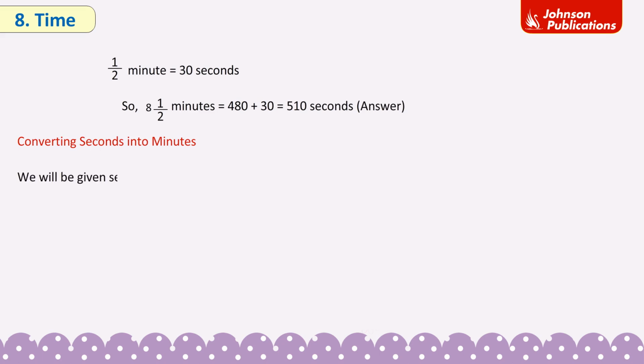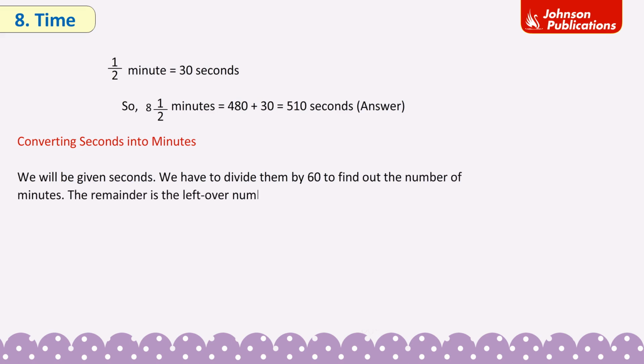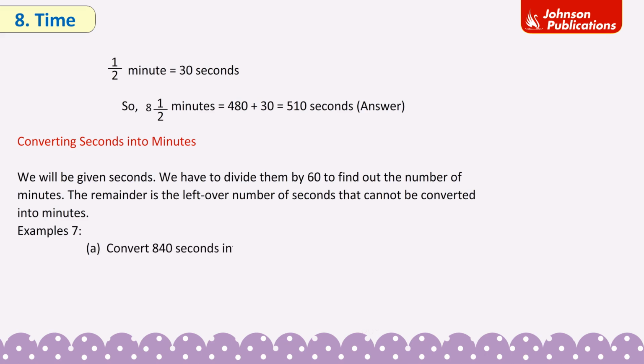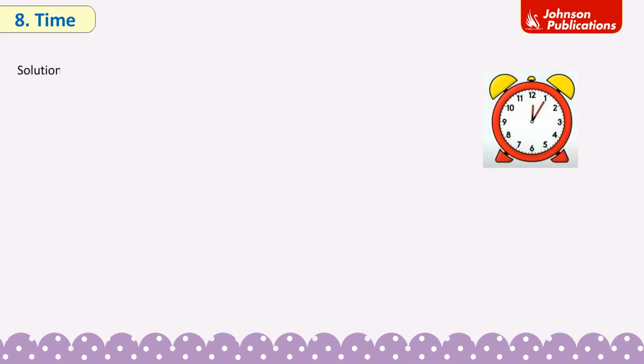Converting seconds into minutes. We will be given seconds. We have to divide them by 60 to find out the number of minutes. The remainder is the leftover number of seconds that cannot be converted into minutes. Example 7. A. Convert 840 seconds into minutes. B. Convert 3412 seconds into minutes. Solution.